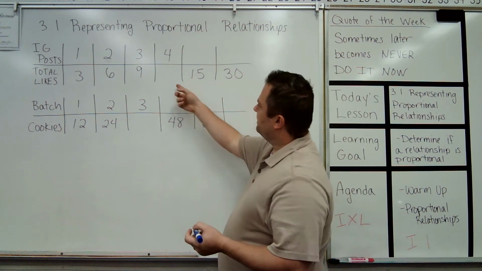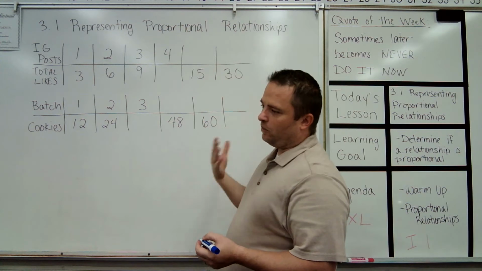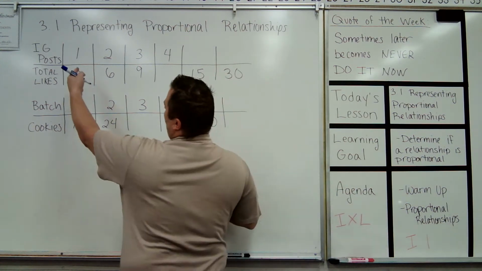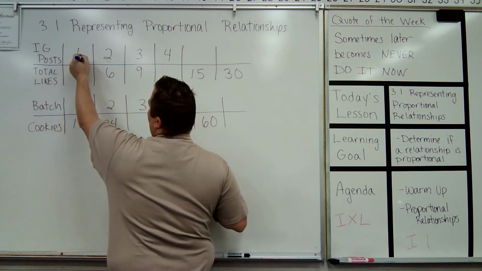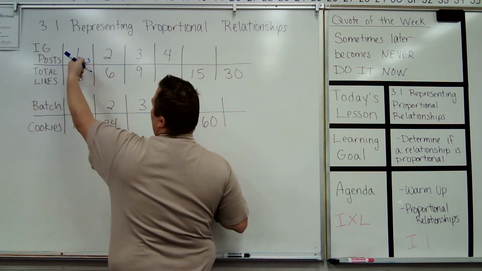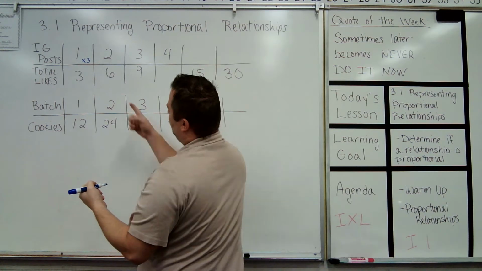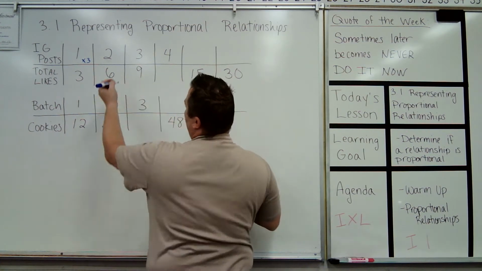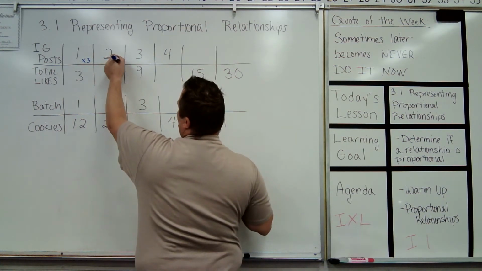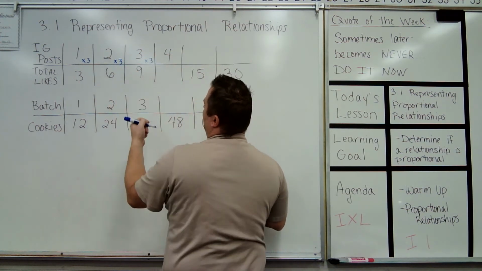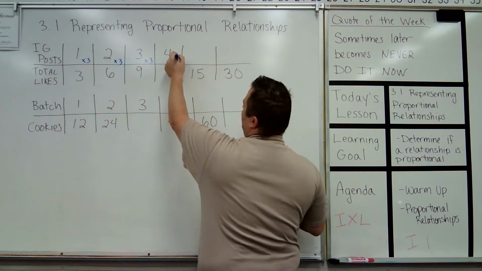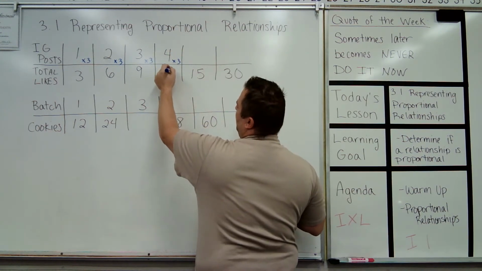To understand exactly what this should be, we have to understand what pattern is going on. Every time I post, I had 3 likes. That meant every time I post, I had to multiply this number by 3. 1 times 3 was 3, because every time I post, I had 3 likes. So 2 times 3 was 6. 3 times 3 is 9. 4 times 3 is 12.